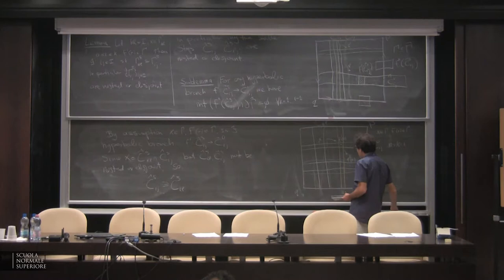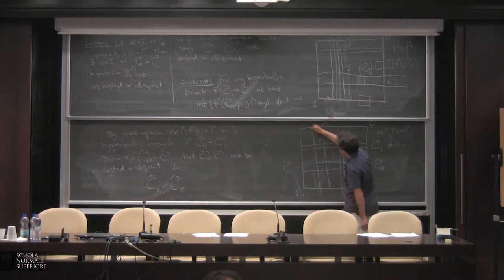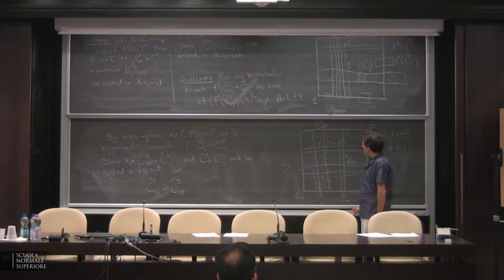So this here is C hat S IJ, okay? So all this step here maps to this step here, okay? And therefore, the step C hat KS, which is inside, must map to something that has full length.